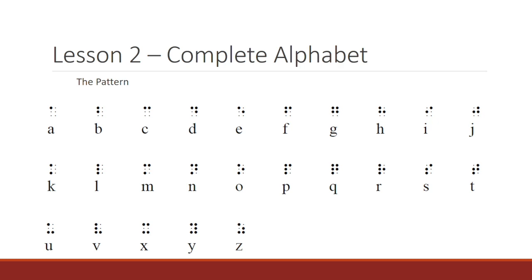You may be wondering why W is missing. Since W did not exist in the French alphabet, it is a bit different. W is dots 2, 4, 5, and 6.